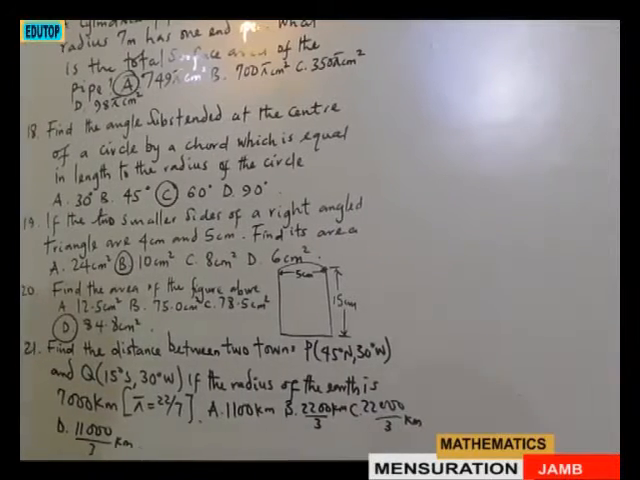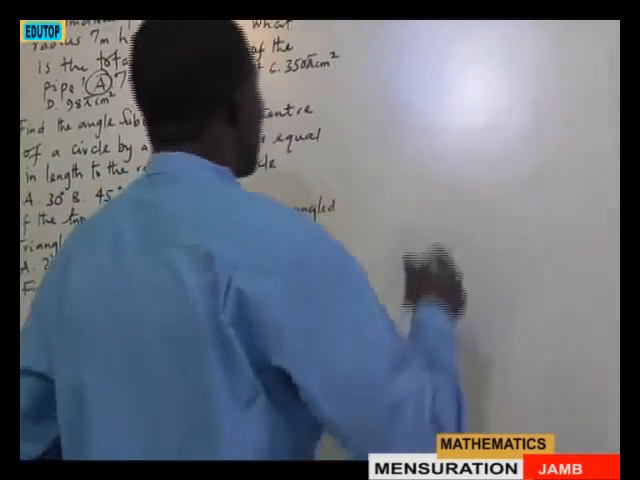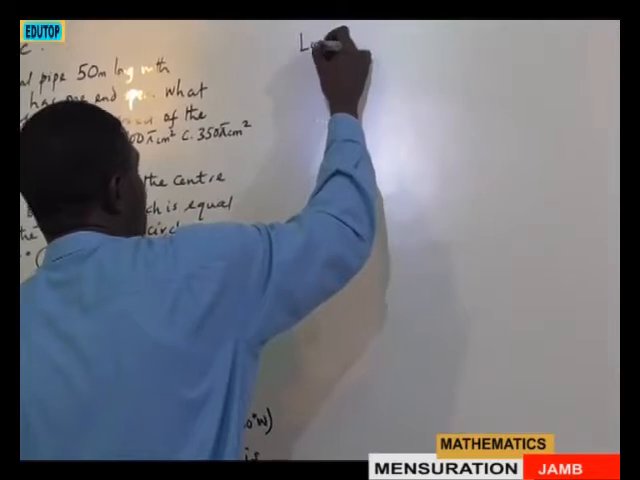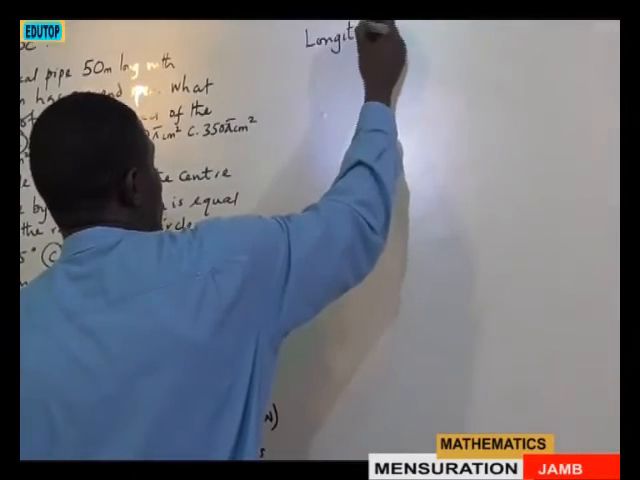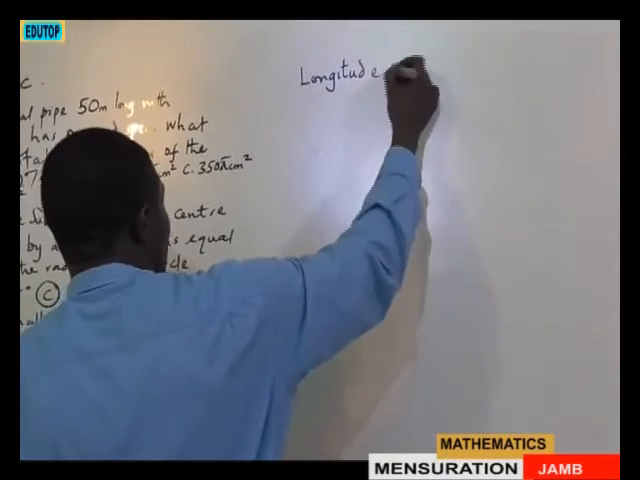Now, question 21. The distance between two towns, P and Q. If the radius of the Earth is 7,000, find the distance between 2 points, that's P and Q. So they give us the radius. So this one is an example of what? This is the first time we are coming across this with respect to the questions that we have solved so far. Longitude and latitude.